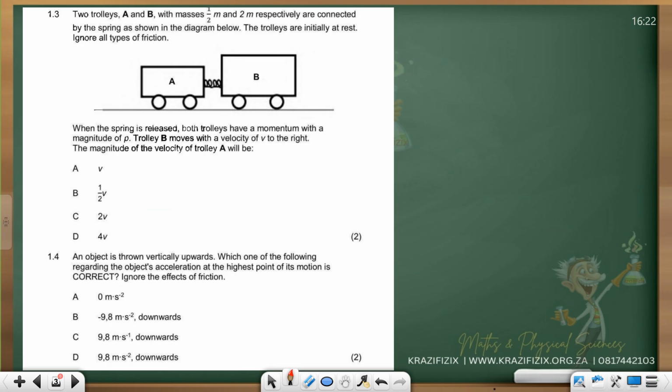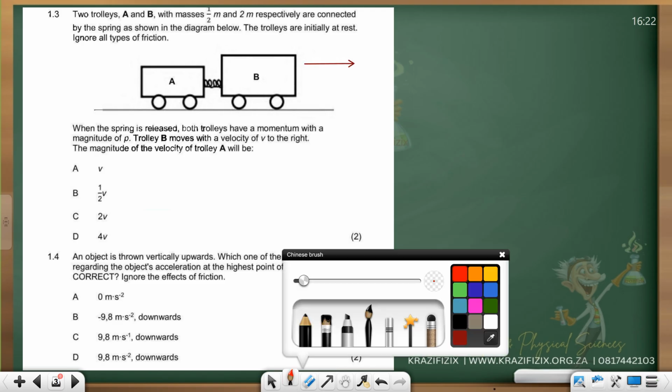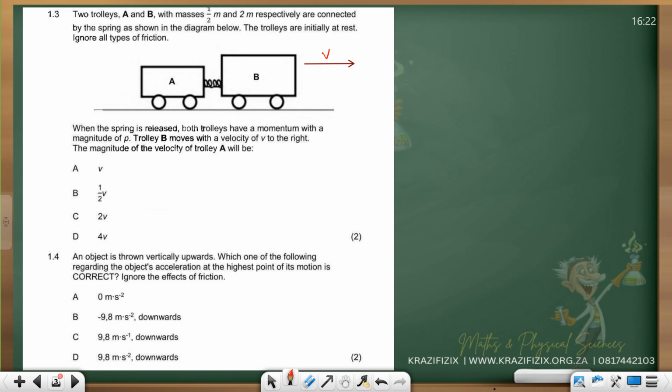When the spring is released, both trolleys have a momentum with a magnitude of p. Take note of that. Trolley B moves with a velocity of v to the right, which makes sense. All right, v to the right. The examiner says, what is the magnitude of the velocity of A? Okay, we know it's going to move to the left, but we don't know the velocity. But the momentum, check. When the spring is released, both trolleys have a momentum.